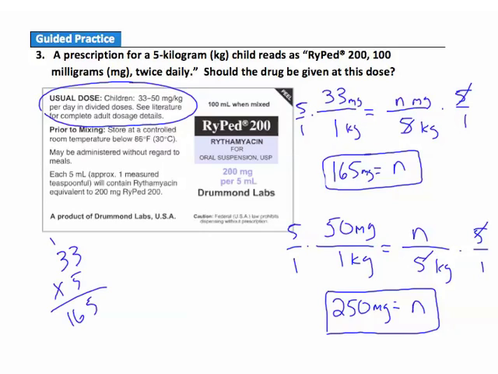Let's look at the actual prescription. The prescription was for 100 milligrams twice daily. Well, if you give 100 milligrams twice in one day, that's 200 milligrams. That is inside of our range here, so we would say yes, it is safe to give the medication.